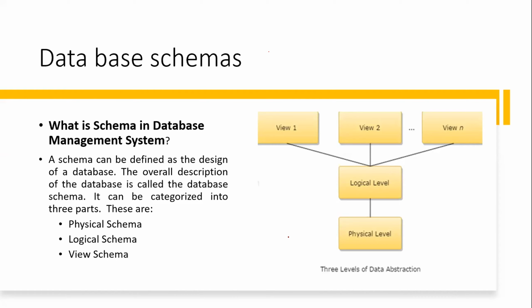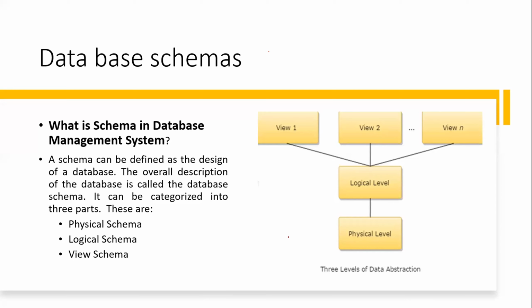So what is database schema? We can define it as the design of a database, and the overall description of the database is called database schema. We are describing whatever data types are used in the database and whatever attributes are used in the database. So this total description we call a database schema.